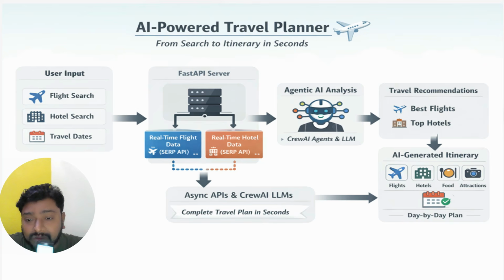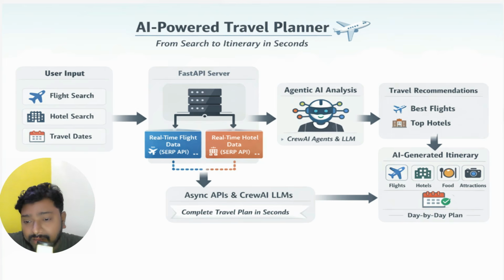And these flight agents and hotel agents reason over the data, not just display it. Once this agentic AI analysis layer is completed, it goes to the travel recommendations. Based on the AI analysis, the system produces the best flight and best hotel recommendations, and each recommendation includes clear reasoning, not raw listings. And once this recommendation is done, it goes to the AI-generated itineraries. Everything is combined here.